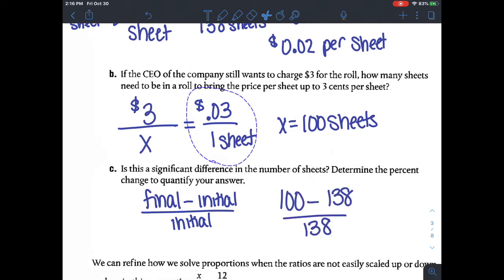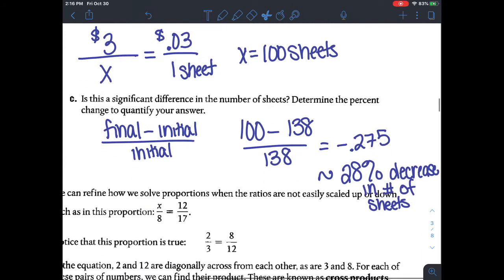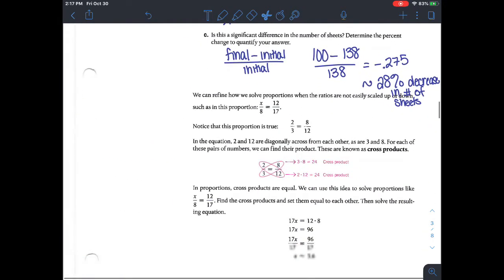Okay, so the final was 100 sheets minus the initial 138 sheets, divided by the initial 138 sheets. If I solve that, it's negative 0.275, which in the context of the problem means that there is a 28% decrease in the number of sheets. So, yeah, it's like a quarter of the sheets being taken off. I would say that's a pretty significant decrease, but what do I know about paper towels?